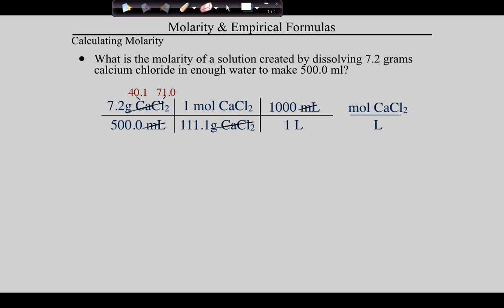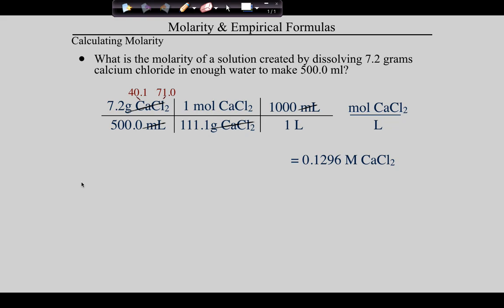So guys, we've got 7.2. Be careful though, guys. This is the first time you've added a denominator to divide by in your starting point. So it's 7.2 divided by 500 divided by 111.1 times 1,000. And guys, when I crunch the numbers, I get 0.1296 molar CaCl2.